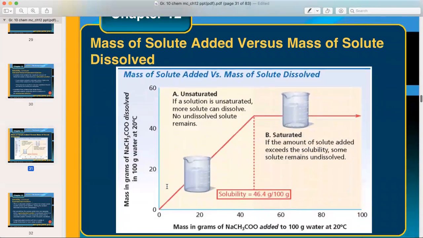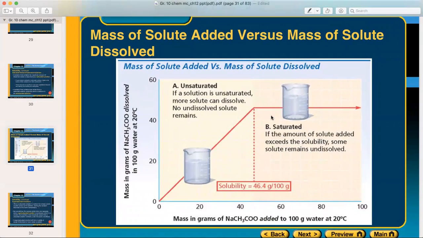Now let us move on. If you look at this diagram, it is explaining the mass of solute added versus the mass of solute dissolved. Now if you look at this part, the solubility is mentioned here as 46.4 gram per 100 gram. It means the maximum amount of NaCH3COO that can dissolve in water is 46.4 in 100 gram of water, and this is the solubility of this solute in water.